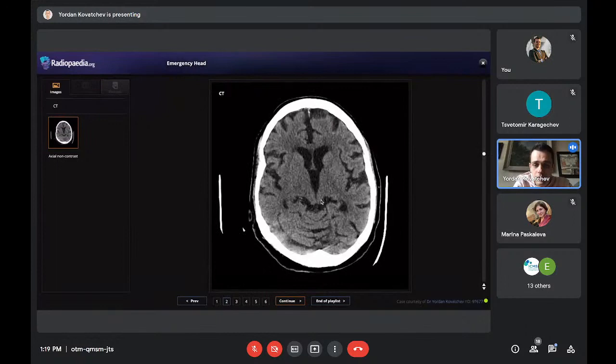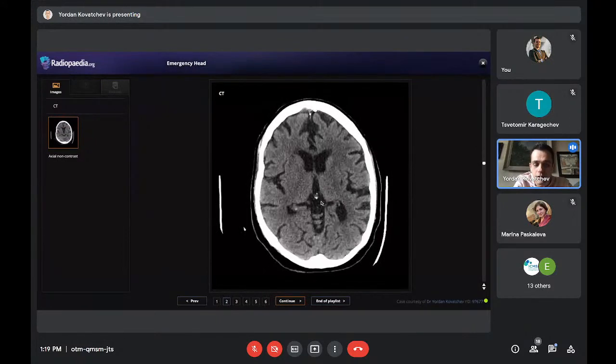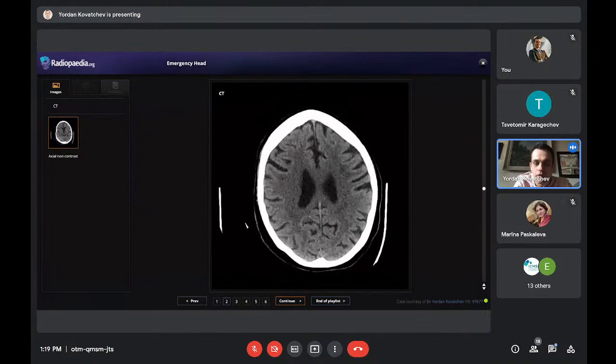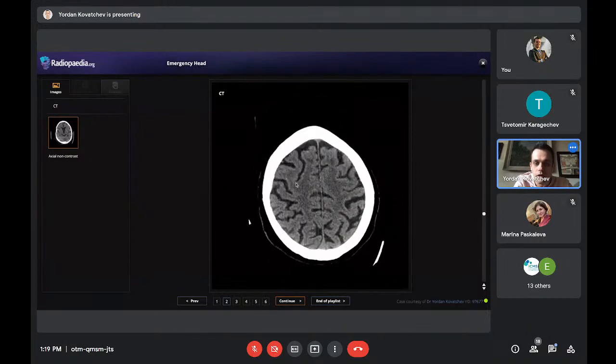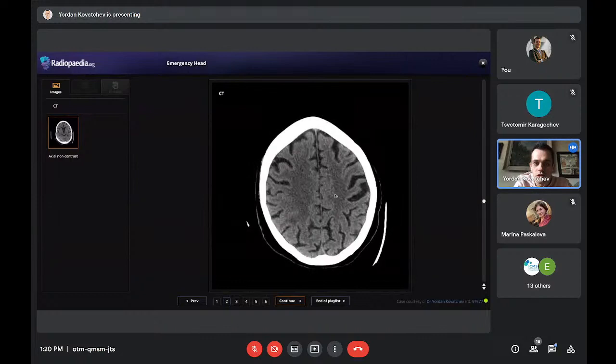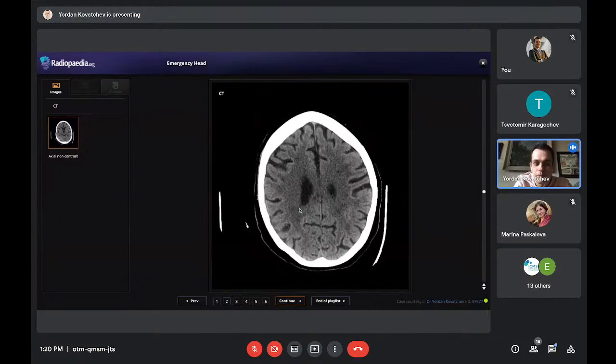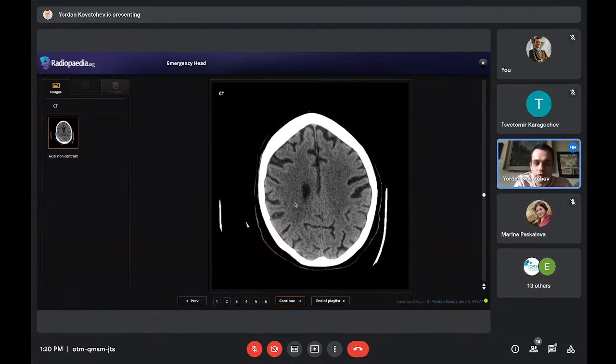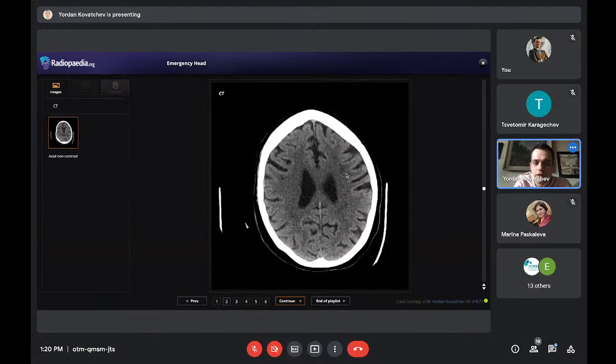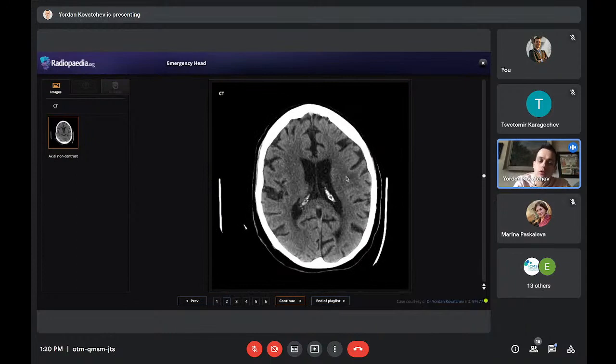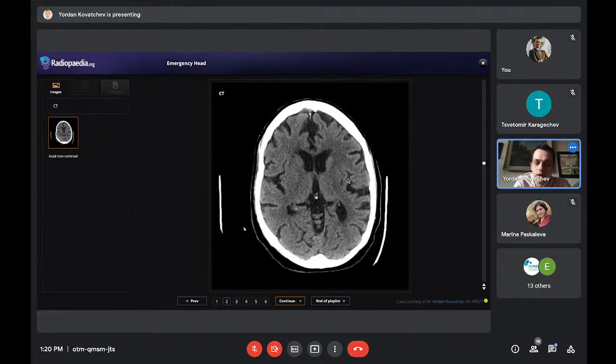But let's think about this patient. This is with left aphasia and left hemiparesis. First of all, if we start from the top, we see the good gray-white matter differentiation. We see these dark spots, small areas of hypodensity. Again, microangiopathy. Not normal, but it's common with the aging brain.